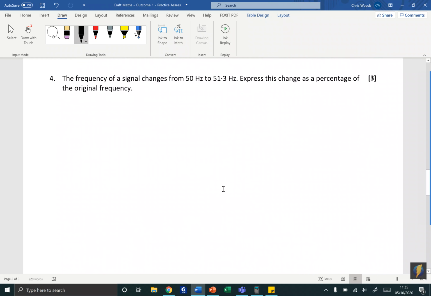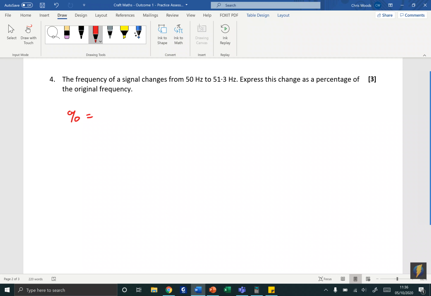Okay, so question 4 is moving on to percentages. The frequency of a signal changes from 50 Hz to 51.3 Hz. Express this change as a percentage of the original frequency. Okay, so you want the percentage increase. Give your answer as a percentage.